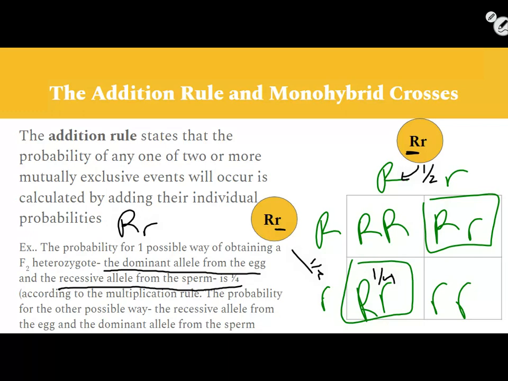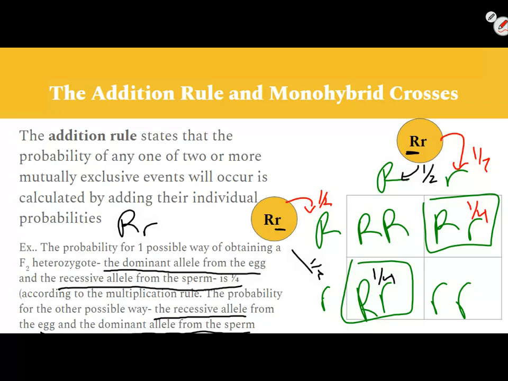But there's another way to get a heterozygote, and that is with the recessive allele from the egg and the dominant allele from the sperm. We have a probability of 1/2 to get this dominant allele and a probability of 1/2 to get this recessive allele. So we have a 1/4 chance of getting this combination.